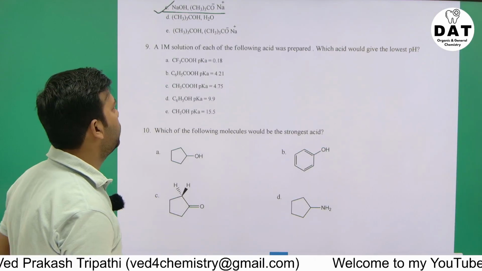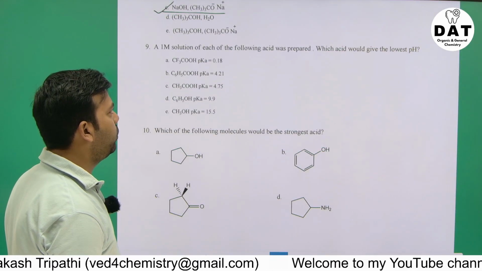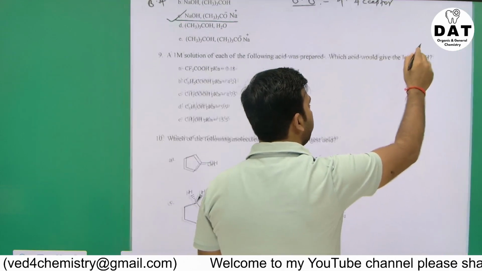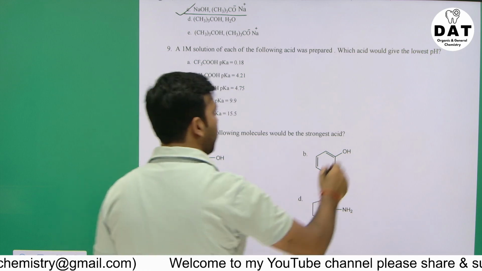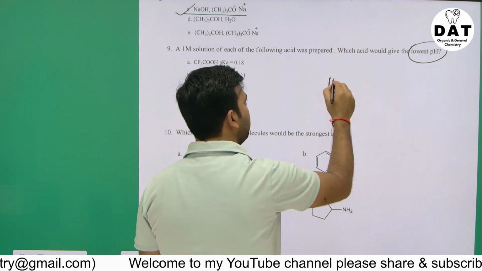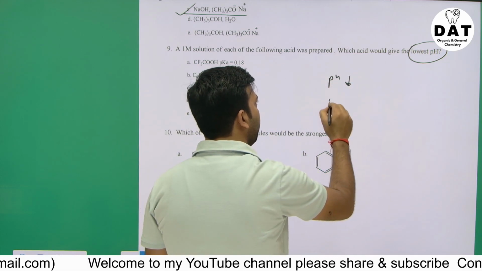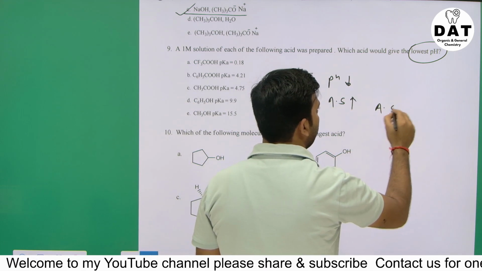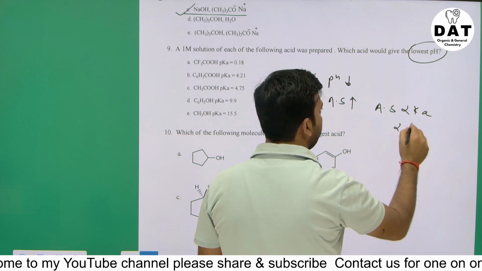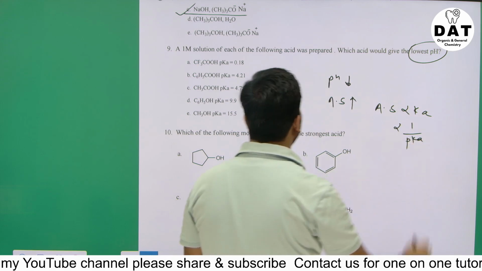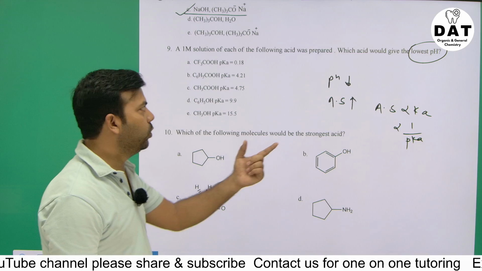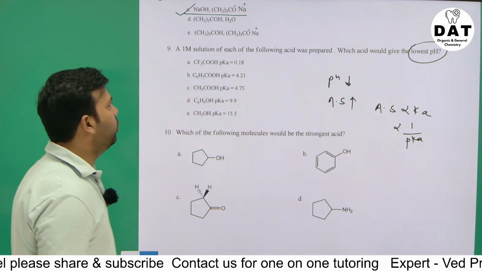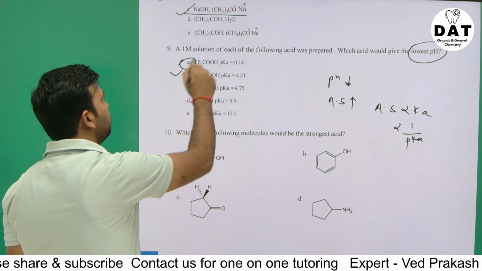1 molar solution of each of the following acids was prepared. Which would give the lowest pH? So that is a good question. Lowest pH it is talking about. Lowest pH means acidic strength should be high, and acidic strength is directly proportional to Ka and inversely proportional to pKa. Okay, so here we have pKa. So strong acid means pKa must be low. So which one has the lowest pKa? The very first one. So A is the right choice.